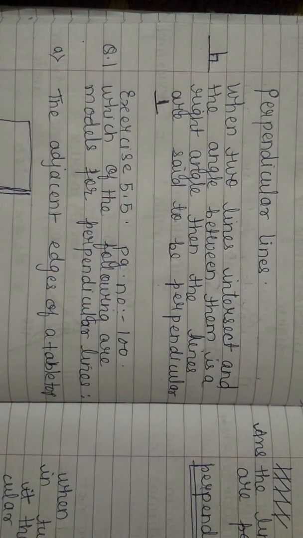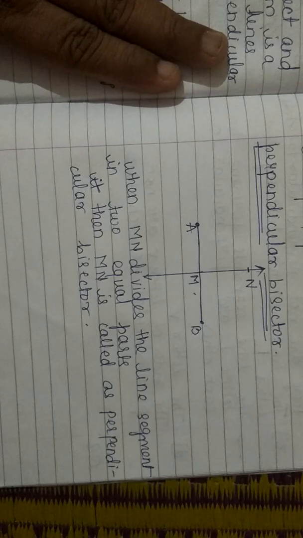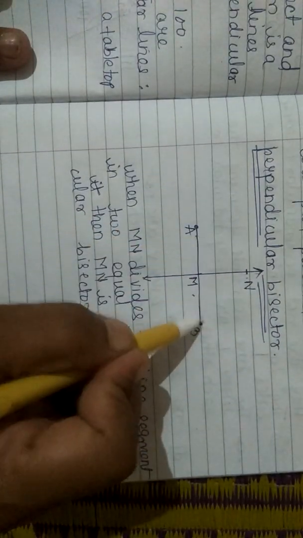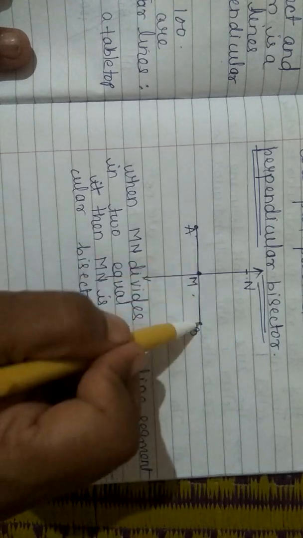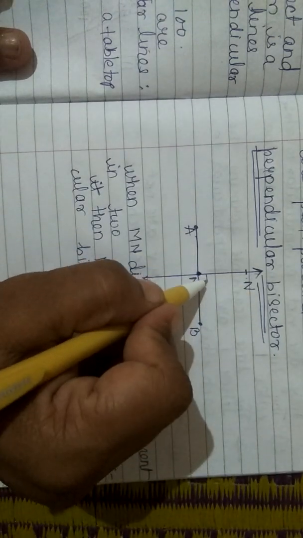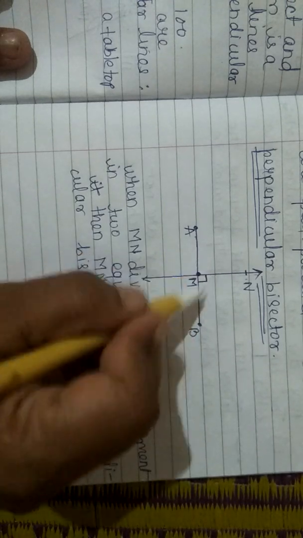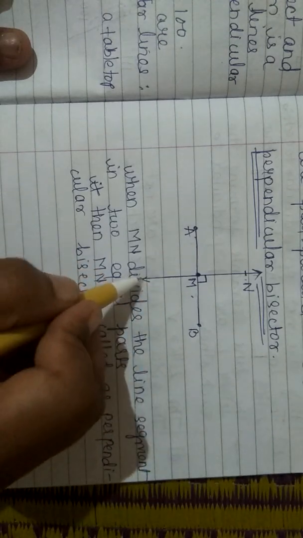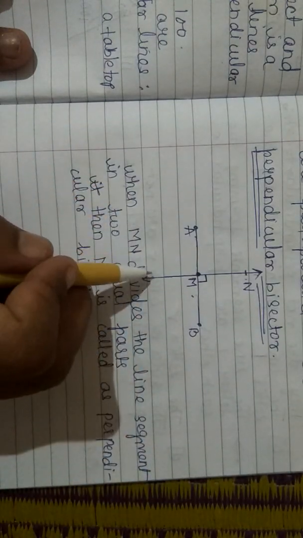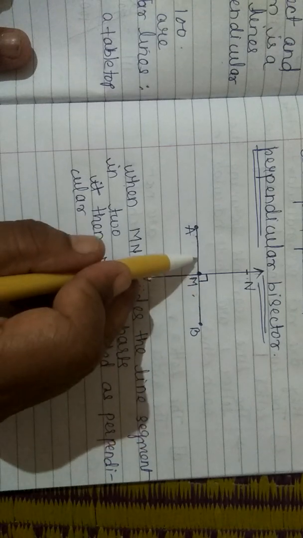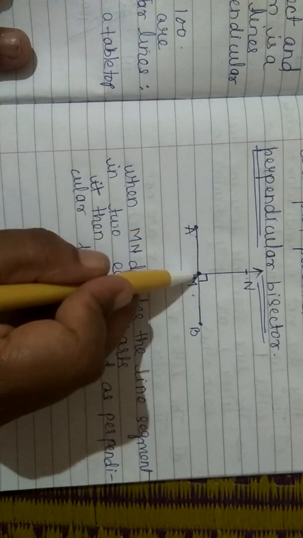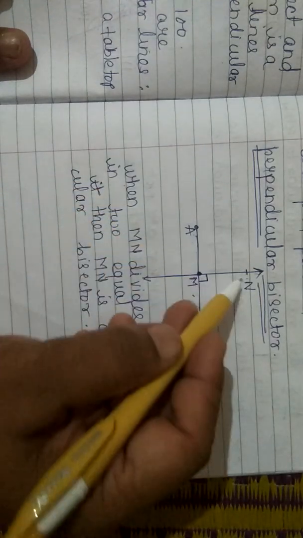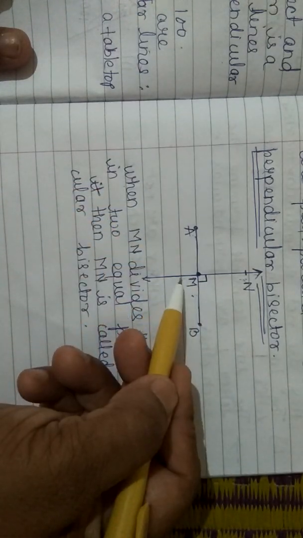Now children, let's see what is a perpendicular bisector. Here we see that MN is perpendicular to AB, isn't it? Because it is forming an angle of 90 degrees here. These two are lines. Now if it goes further and extends, MN is dividing the line segment AB into two equal parts. AM is equal to MB. Then this line MN is called a perpendicular bisector.